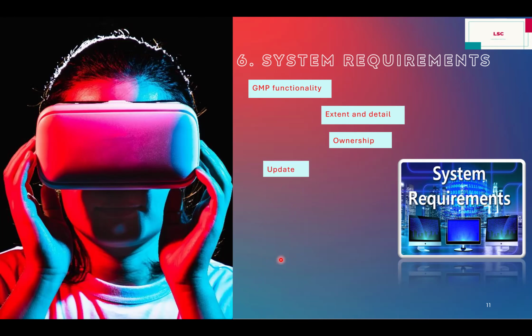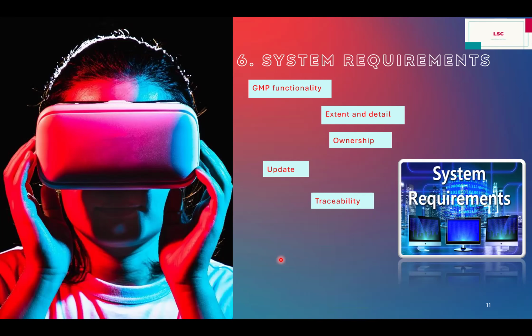Next, update. What is update? Update means the requirements are always updated when the system is at operational level or throughout the life cycle of any system. So we have to update our requirements to ensure that they give the functionality as we want in an accurate way. This is written in Annex 11 in the update part.